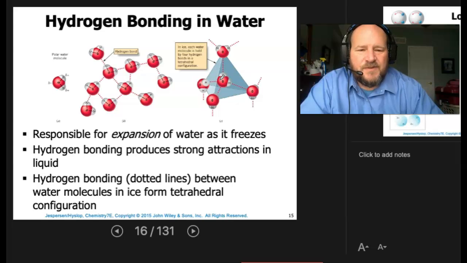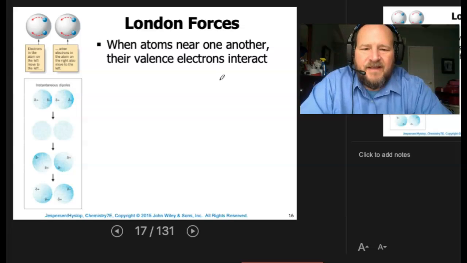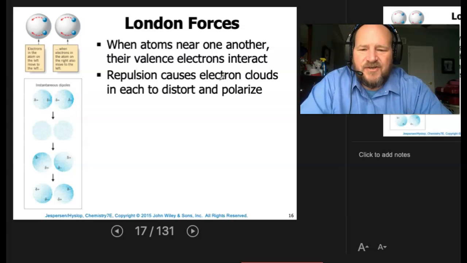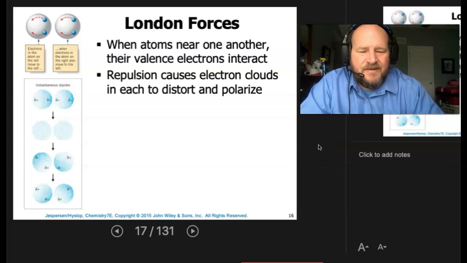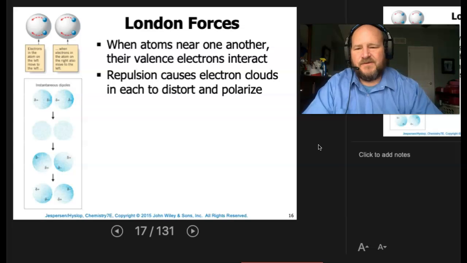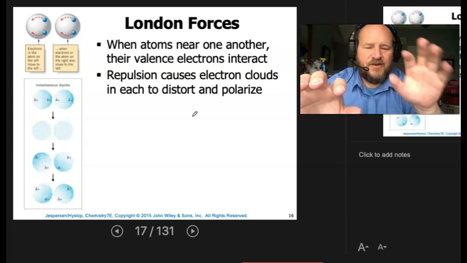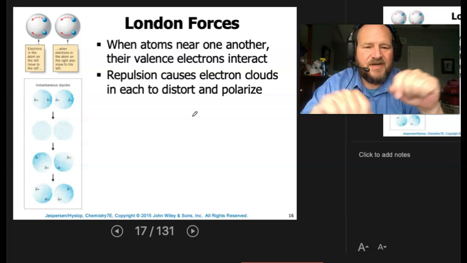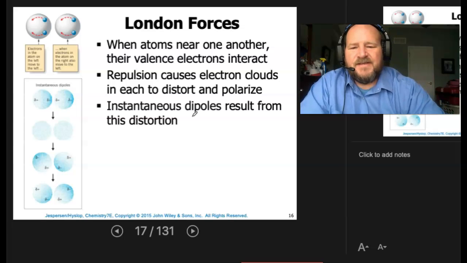Now the next one on our list was London forces. London forces, whenever atoms are near one another, their valence electrons will interact. Repulsion causes electron clouds in each to distort and polarize. So that's a little weird to think about. Okay, so in other words, we have two compounds coming near each other, and the electrons on this one and the electrons on this one force each other to distort, exposing a positive side. So it's almost like you're creating a dipole.